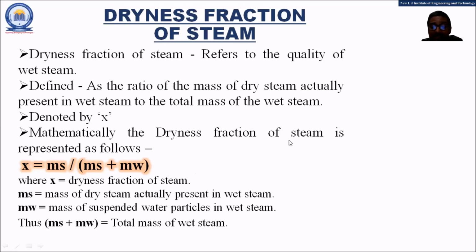Because in the dry steam, there are no water particles, so the value of mw will be equal to 0. So the answer will be ms upon ms. So ms will be cancelled and we will get x is equal to 1. And when we consider the third concept, the superheated steam, the x will be greater than 1. So remember these 3 points.